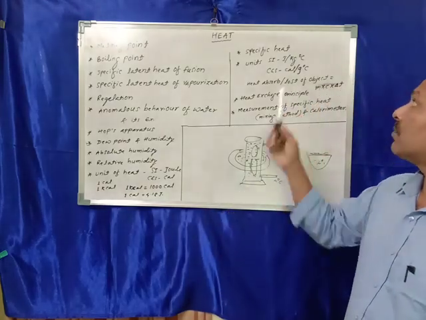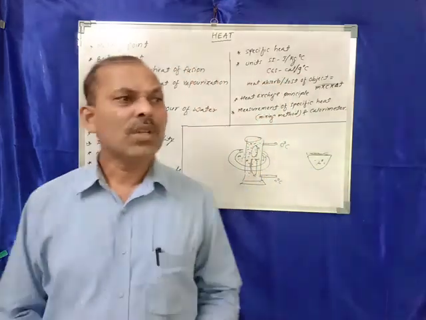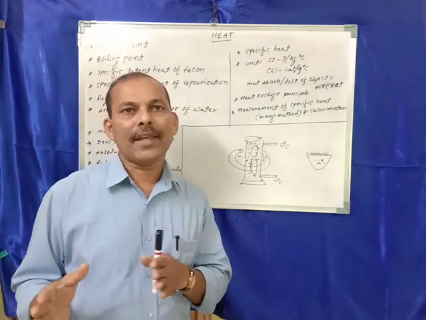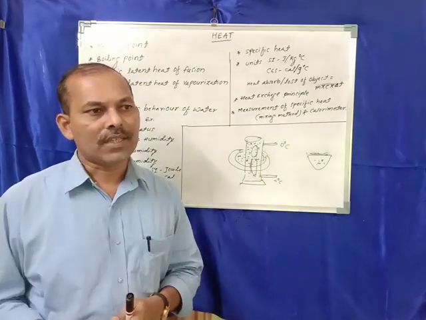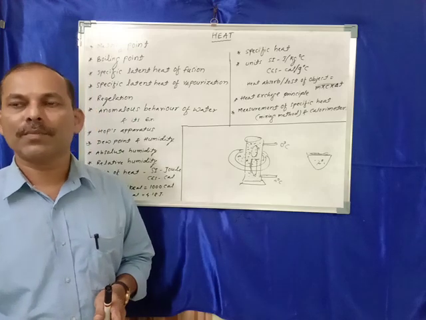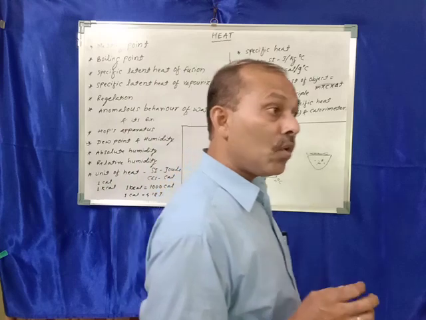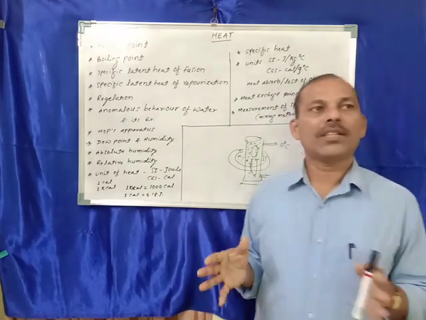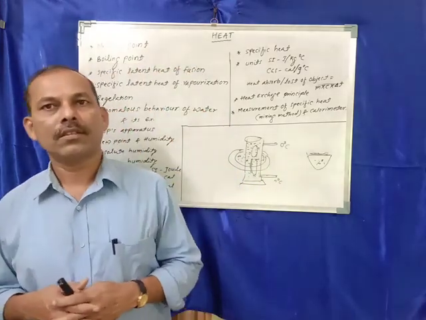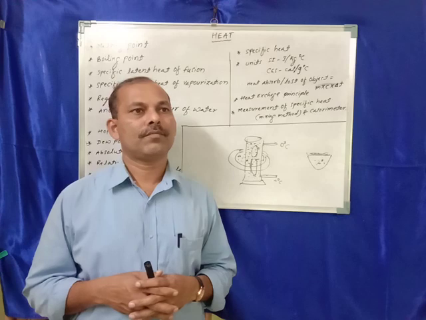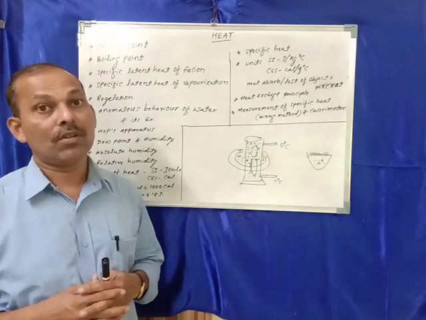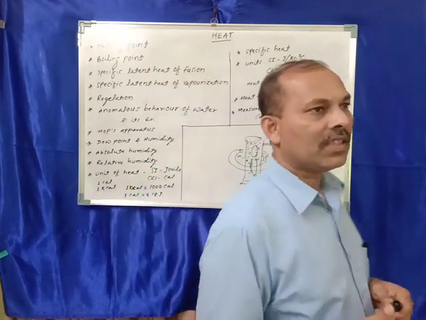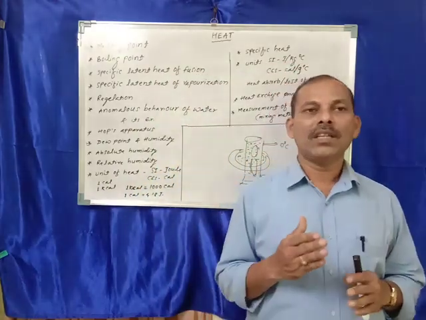Then we will see about specific heat and its unit. What is specific heat? The amount of heat energy required to raise the temperature of a unit mass of any object by 1 degree Celsius is called the specific heat of that object. The specific heat capacity of different objects is different.